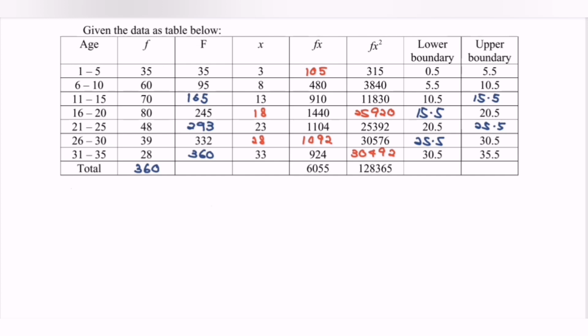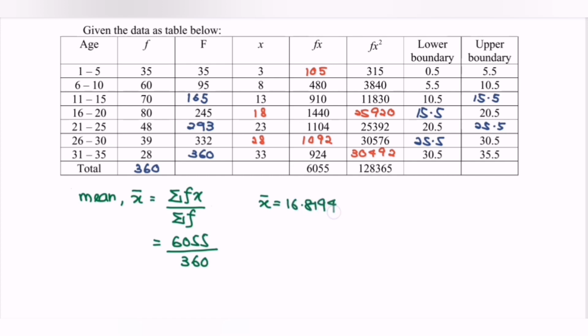So now next, what we have to do is to find the mean. So kindly state the formula for the mean. The mean can be denoted as X bar equals the summation of fx over the summation of f. So kindly make use of the table, where we have 6,055 divided by 360. So from here, the mean is equal to 16.8194. So the mean is approximately 16.8, as we express the answer in three significant figures.